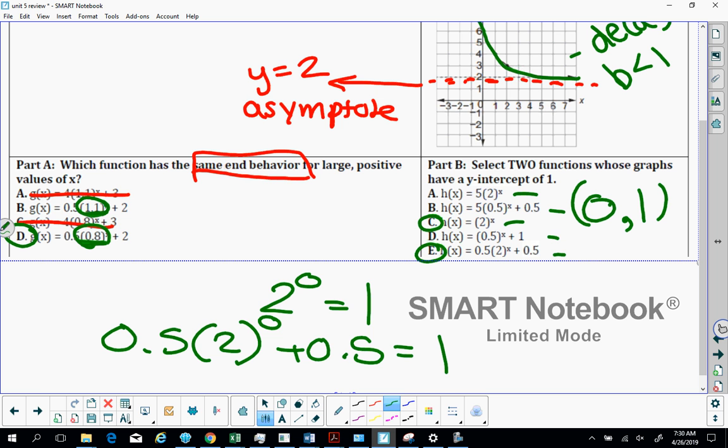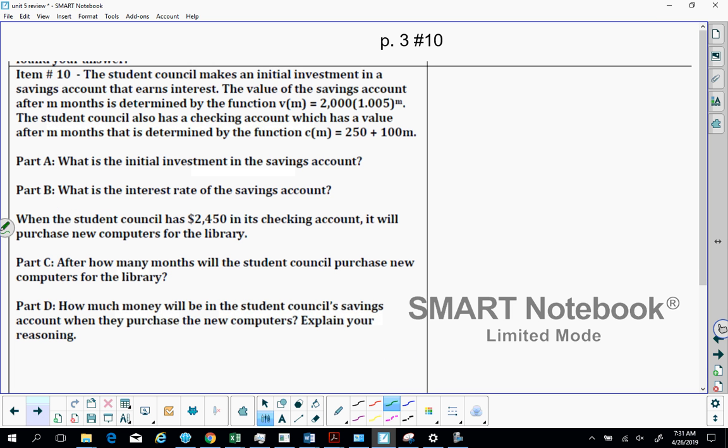Those are the only 2. When I plug in 0, and you can even put it right into your calculator, then I would get 1 as my answer. You can also just go on table and scroll, and when your x is 0, those are the only 2 that y is 1. Does that make sense? Cool. All right, did anyone need to go over this one?